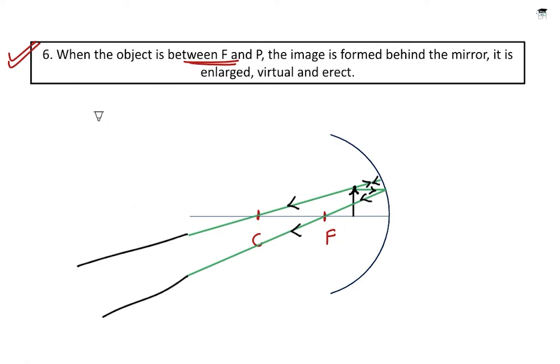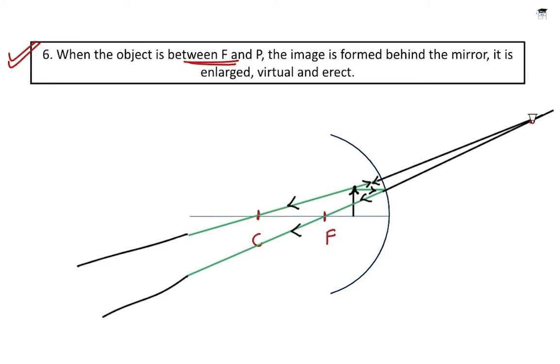So where will the image be formed? If they're never going to meet, then where will the image be formed? Because for the image to be formed, the reflected rays have to meet at some point. So in this case, we are going to extend our reflected rays in this direction in a straight line. Just pay attention that it is a straight line. Keep them straight. So you can see here that these rays are meeting at this point.